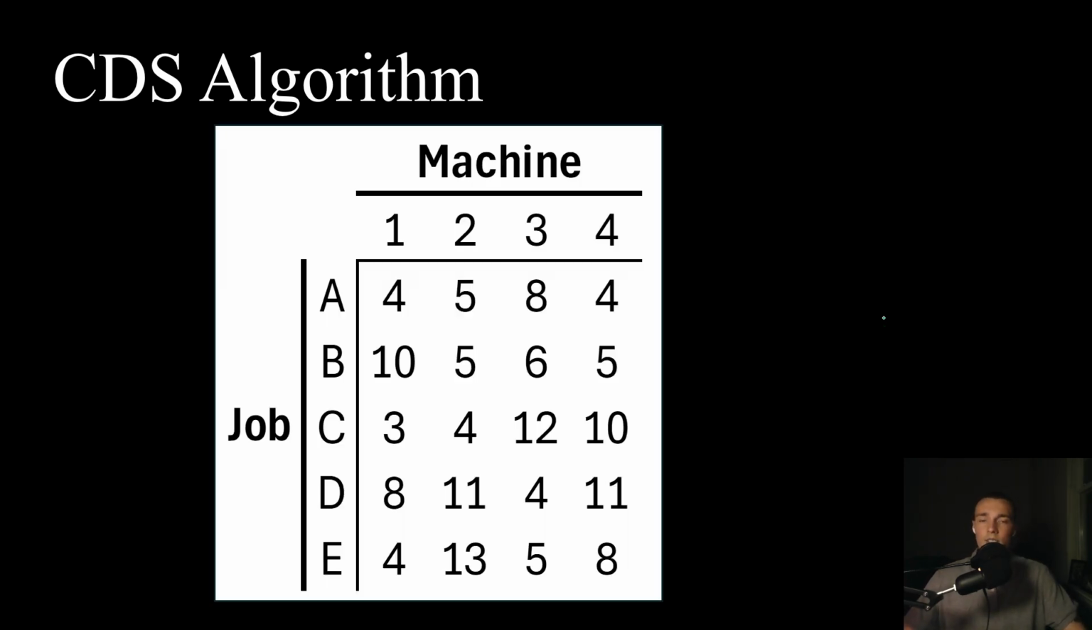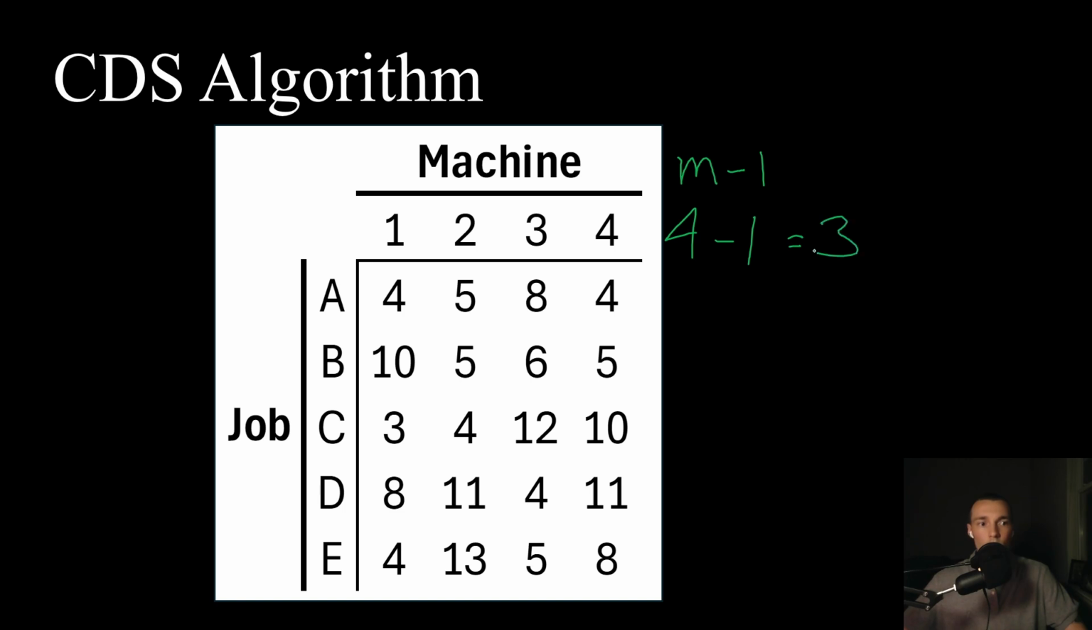Now that we understand some background information and when the algorithm should be applied, let's understand how to do the CDS. So in technical terms, we need to select M-1 two machine problems from the original M machine problem. And stay with me here. All this means is that we need to perform the CDS algorithm M-1 times, or in our case, 4-1 times.